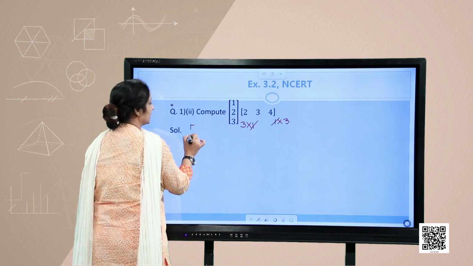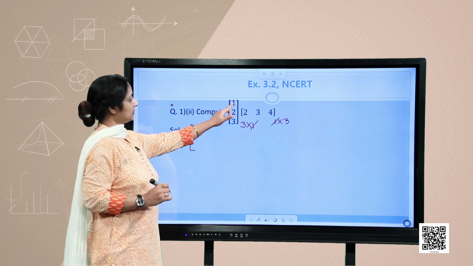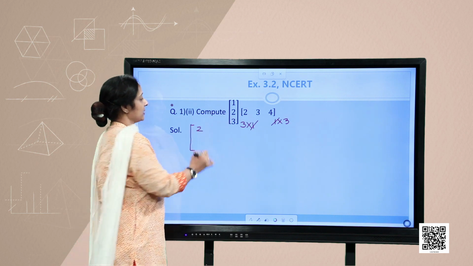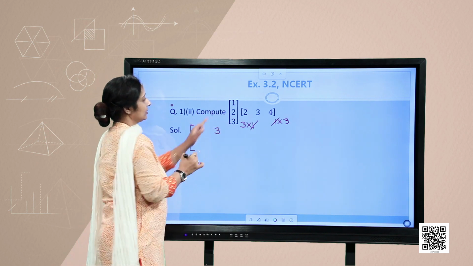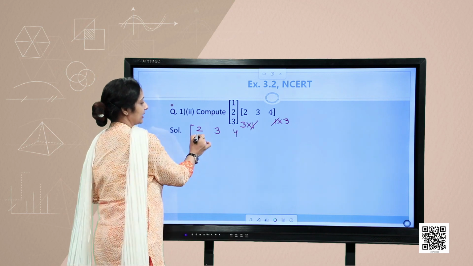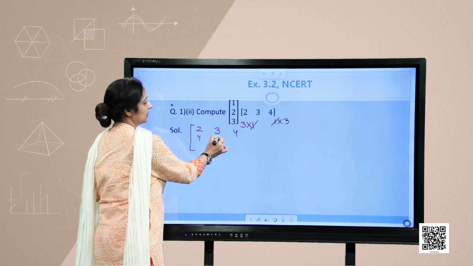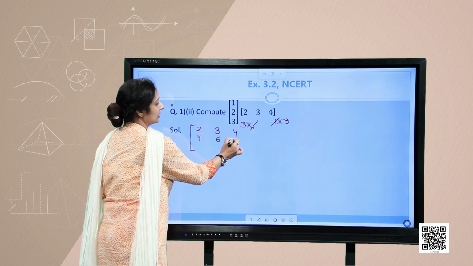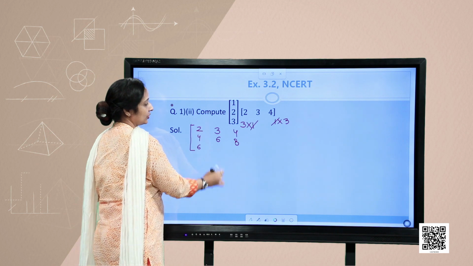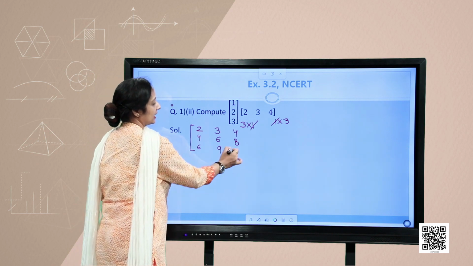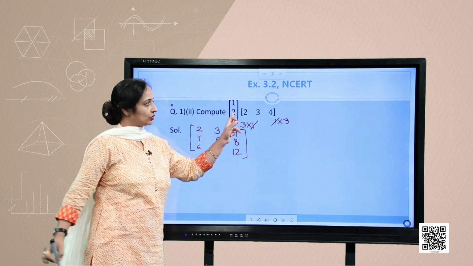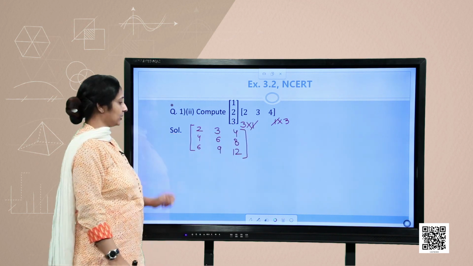So how will you do that? 1 multiplied by 2, 1 multiplied by 3, 1 multiplied by 4, 2 multiplied by 2, 2 multiplied by 3, 2 multiplied by 4, 3 multiplied by 2, 3 multiplied by 3 and 3 multiplied by 4. So that becomes the product of these two matrices A and B.